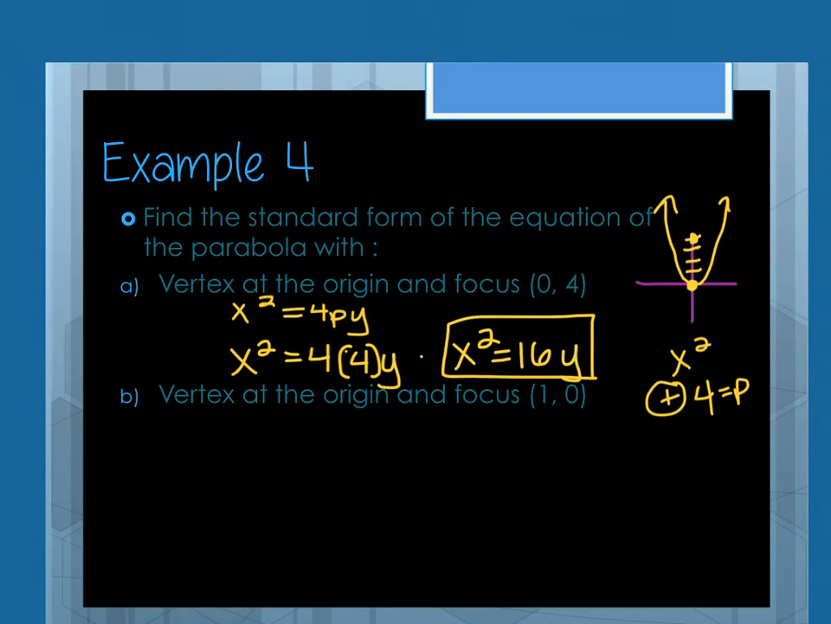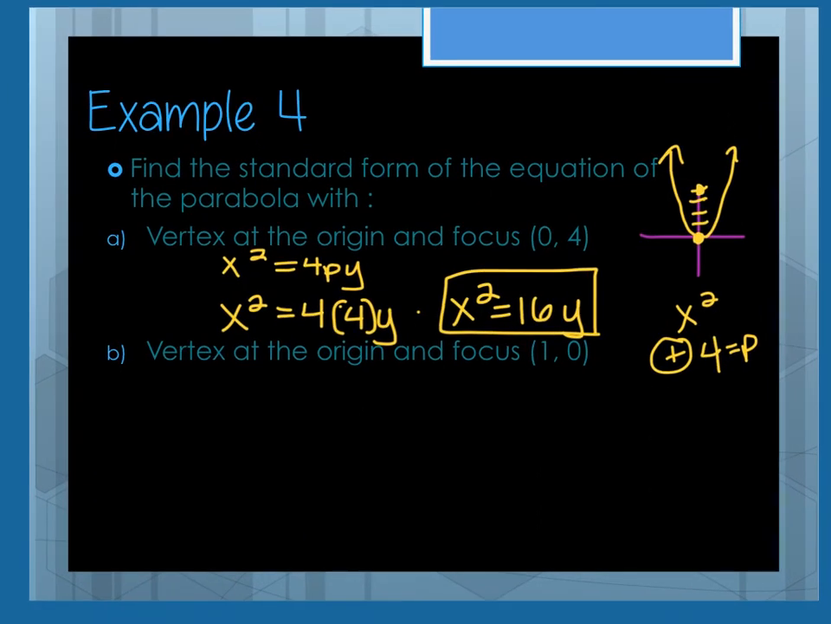Okay, so look at B. Vertex again at the origin. This time focus is at 1, 0. So if I draw my coordinate points at 0, 0, and this time 1, 0, which direction is this parabola going in? To the right, which tells you which variable is squared? Y. What's the sign on P? Positive. What's the distance between the vertex and the focus? 1.